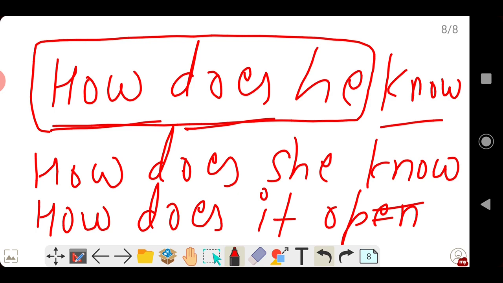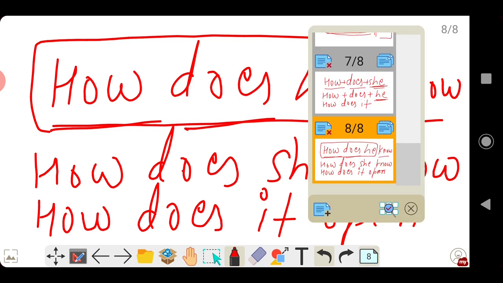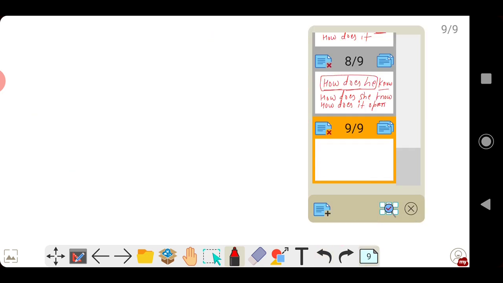That is the concept. How does she, only remember this. How does she, how does he, how do I, how do you? If you remember it in this way, you can learn in a very short time, okay? So again, let's make some sentences here.